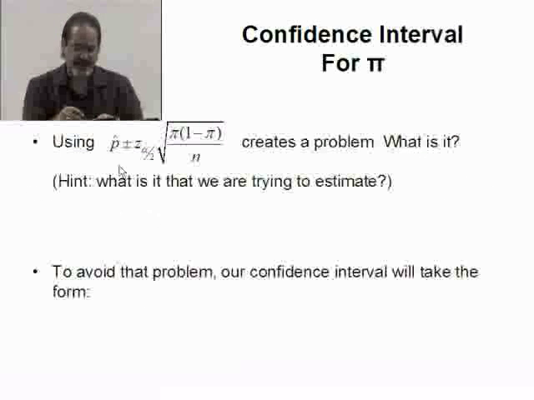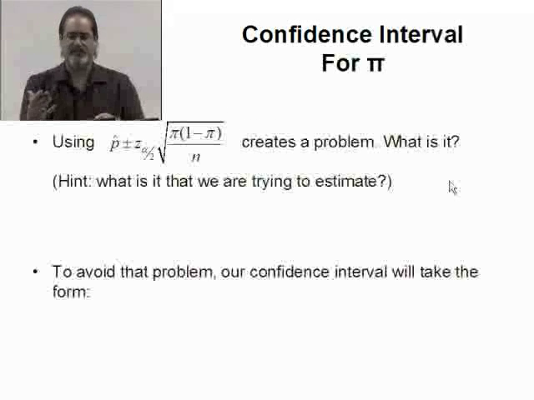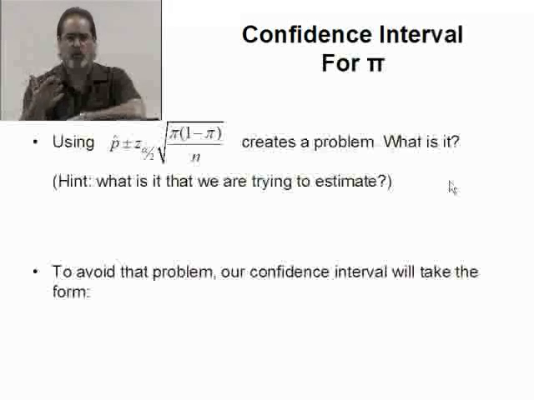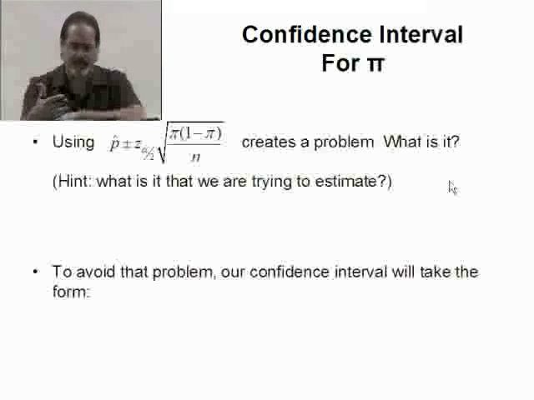Okay, using p hat plus or minus z of alpha over 2 times the square root of pi times 1 minus pi over n, it creates a serious problem. Take a look at that for a second. Can you see what the problem is? The big hint is, why do we construct confidence intervals? What do we use them to estimate? Well, we use them to estimate population parameters. What parameter are we trying to estimate here?